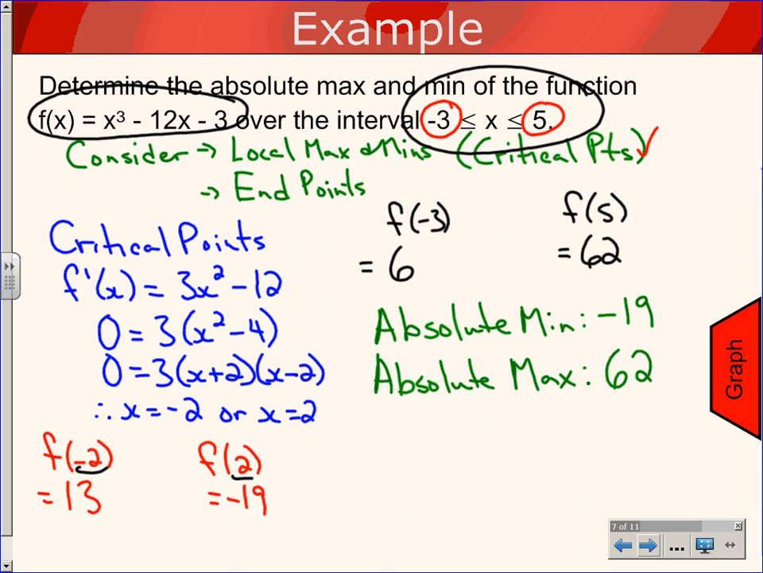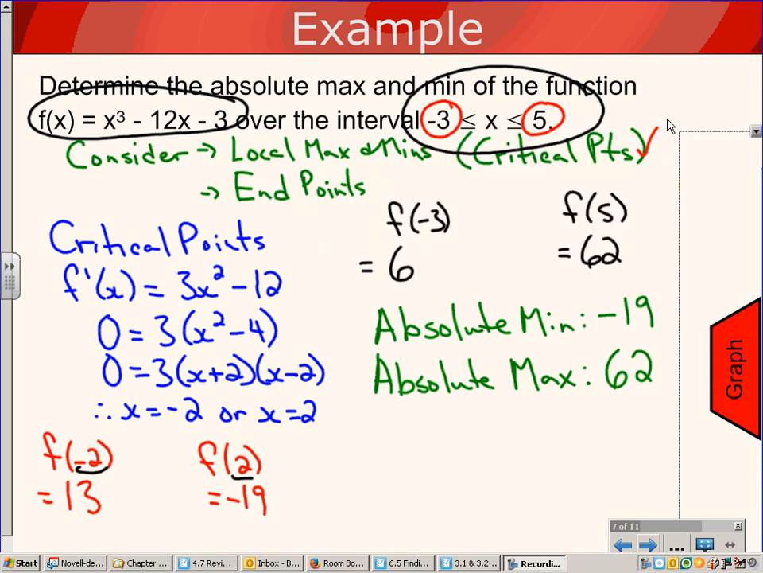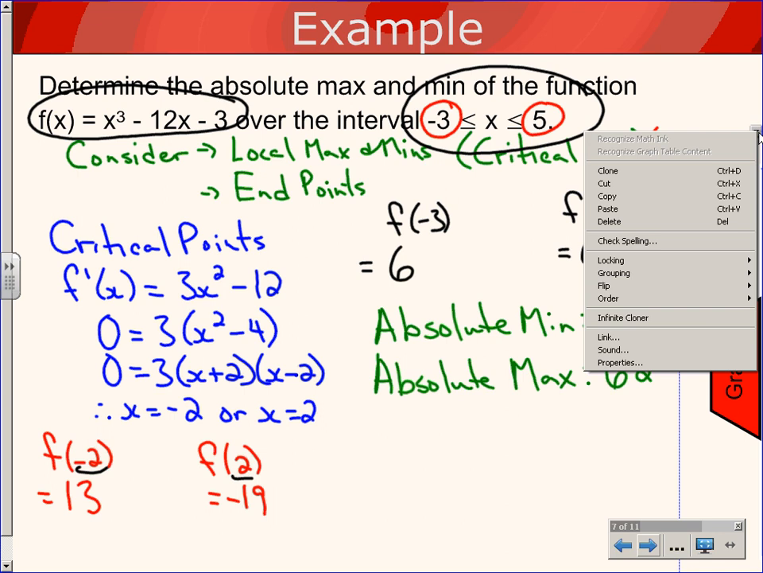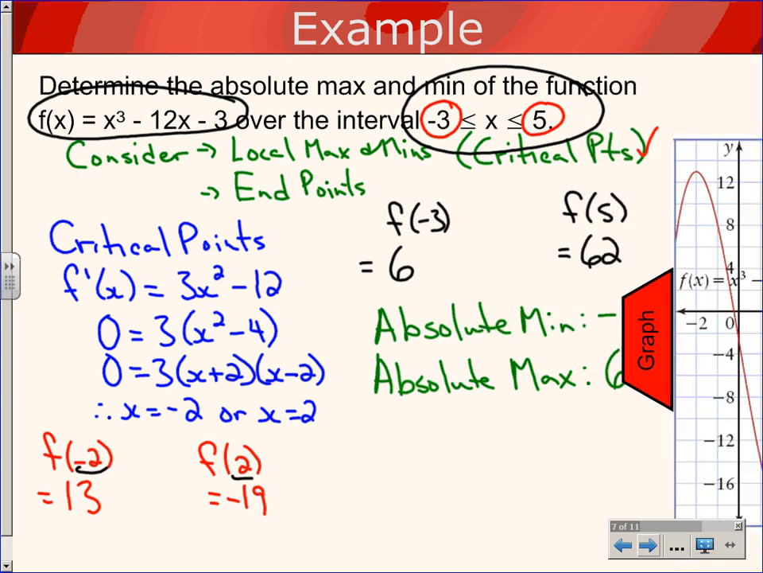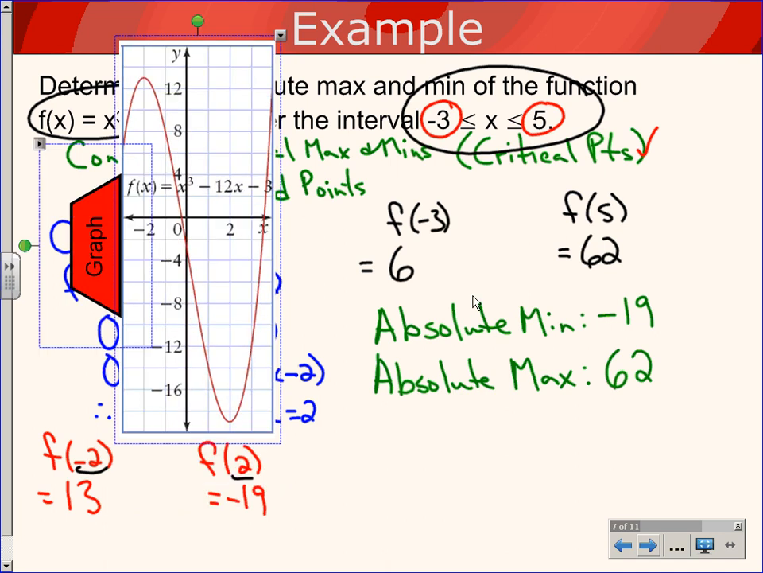Let's see if I can swing this. Oh, that wasn't what I wanted. Here's the graph. And hopefully it looks like I actually did that graph right. It doesn't go as far as x equals 5, so you can't see it on the graph. You can see how low it went. You can see right here, that's the minus 19 value, right? That was our critical point. That was our local minimum.